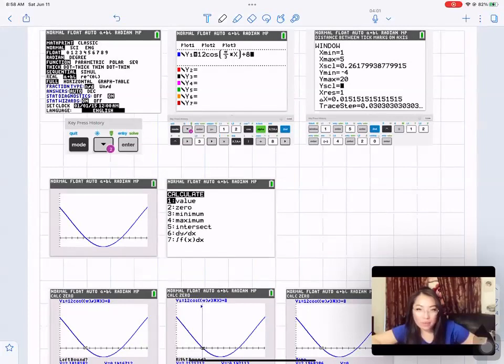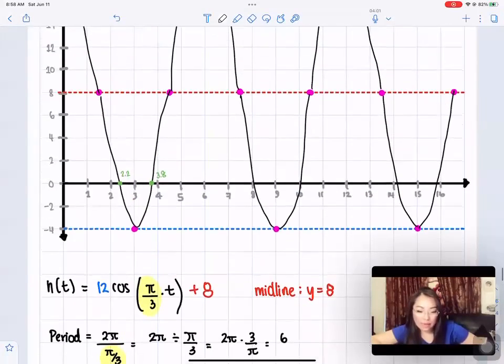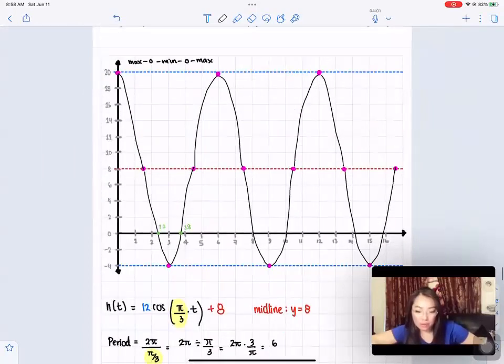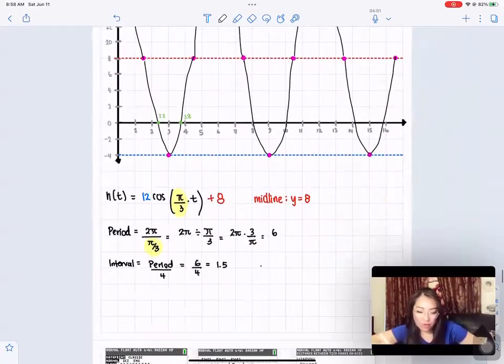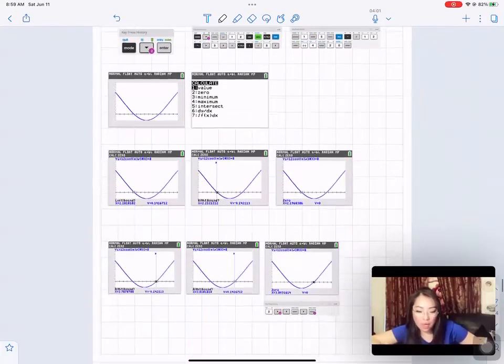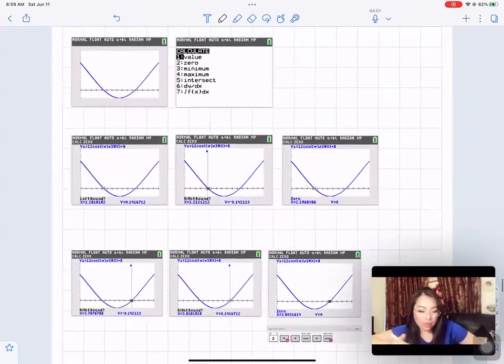Your y min is -4 and your y max is 20 because you calculated it by adding and subtracting the amplitude from the midline, right? 12 plus 8 is 20 and 8 minus 12 is -4. And that's what the graph looks like, right? So that way, you know if you're on the right track, if you graphed it correctly.